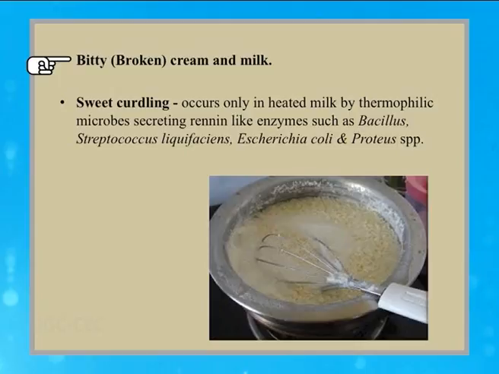The bitty, also called broken cream, in milk is another type of spoilage where a soft or uniform texture of the milk or the cream is not seen. Sweet curdling of milk occurs in heated milk by thermophilic bacteria, which secrete renin-like enzymes. This happens because of the production of renin, which coagulates the milk. This can be done by many species of Bacillus, Streptococcus liquefaciens, Escherichia coli and species of Proteus.